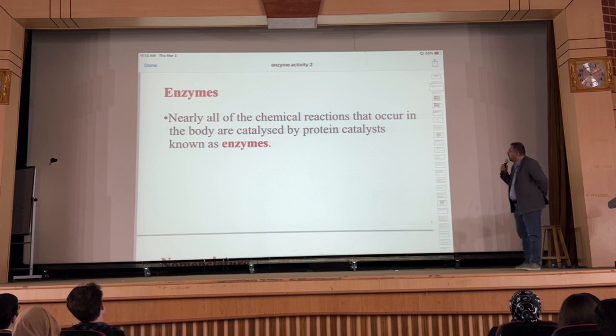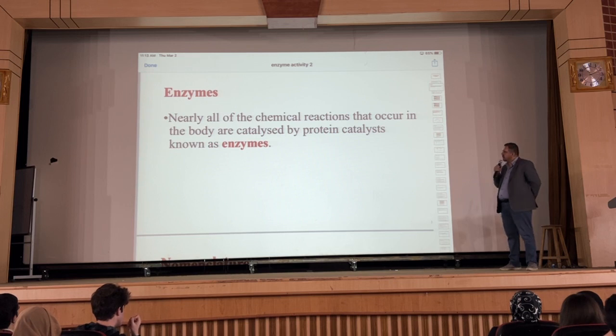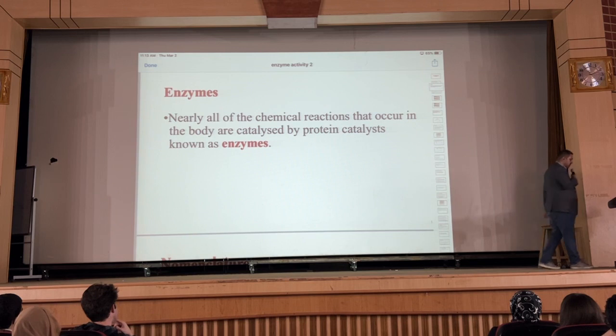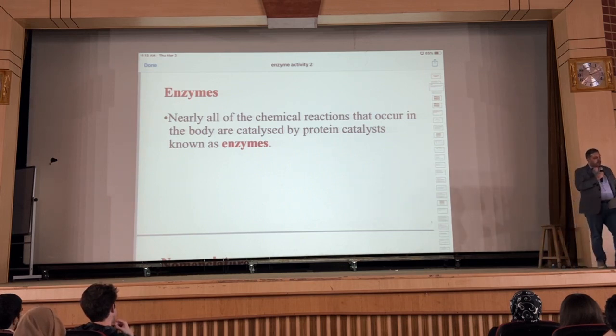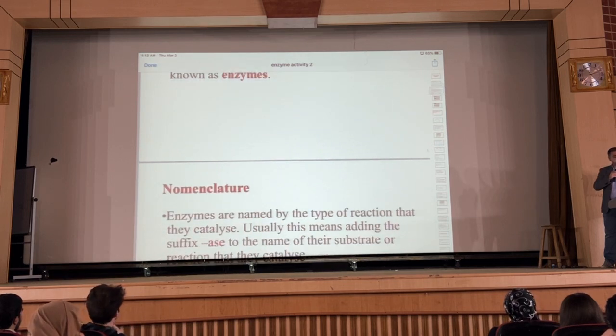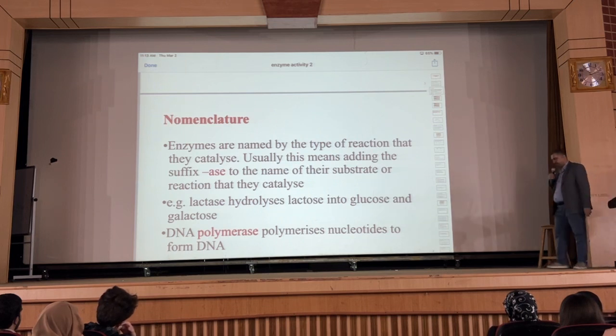Nearly all the chemical reactions in our body are done by a specialized protein which is called an enzyme. So, how do you define an enzyme? It's a protein used to catalyze chemical reactions in our body. There are thousands, millions of chemical reactions done in our body. All of them are done by enzymes.